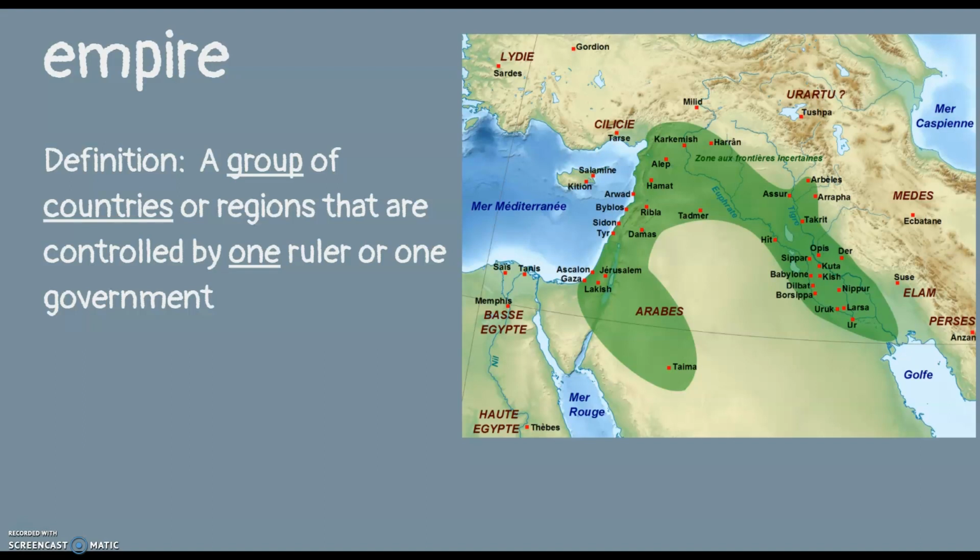Empire. A group of countries or regions that are controlled by one ruler or one government. The growth of empires was a great way for kings or emperors or queens to expand their reach by taking over small countries or regions.